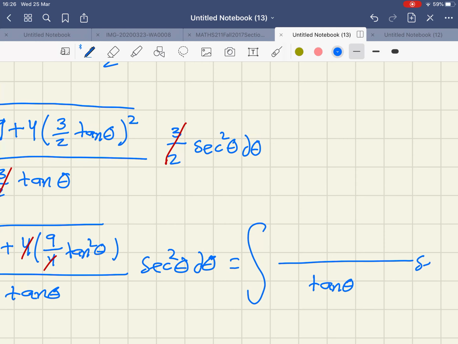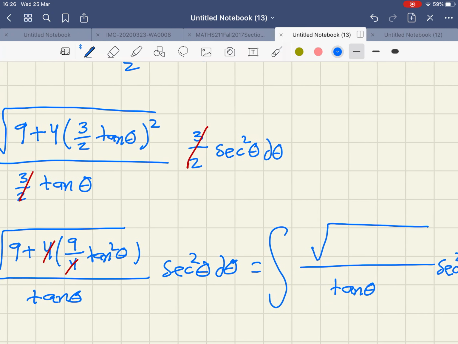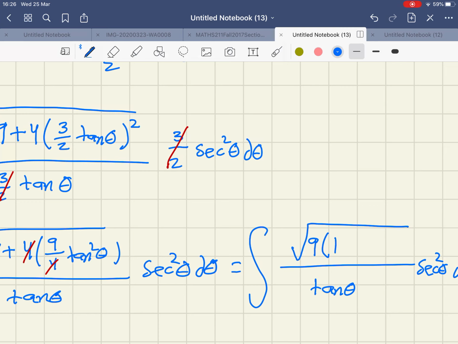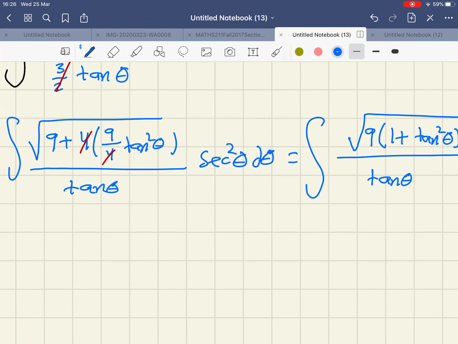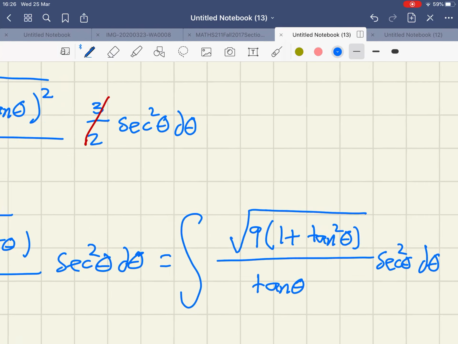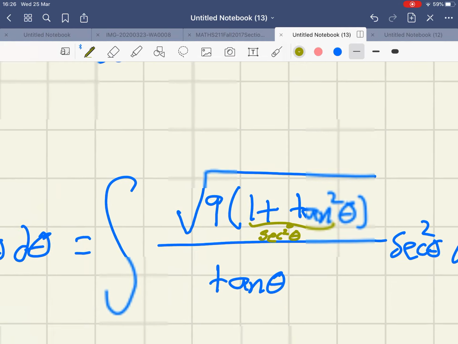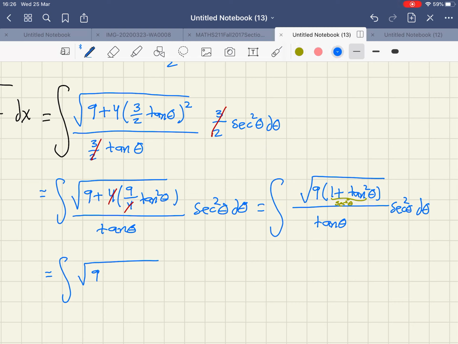Tan theta secant square theta d theta, and then I have square root of 9 and then 1 plus tan square theta. 1 plus tan square theta is just secant square. So this will be 9. Let me go back and let me zoom in here. You need to remember this formula: it is secant square theta. And that's what I will write here.